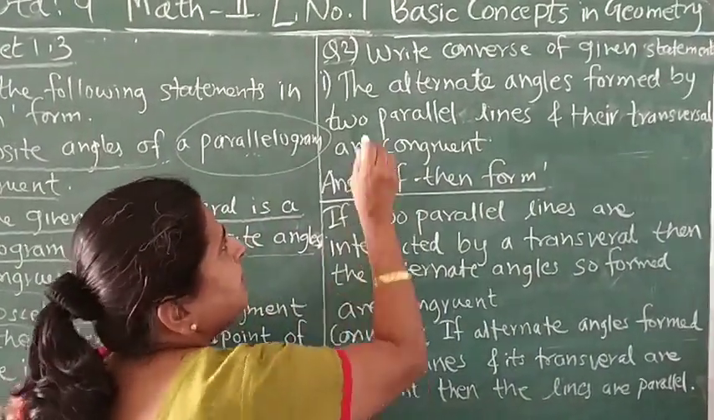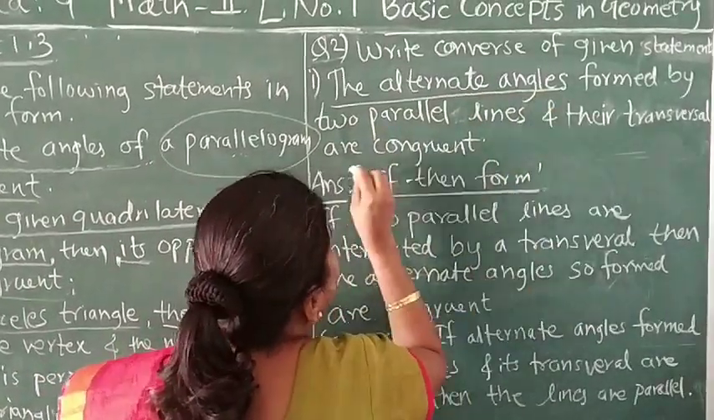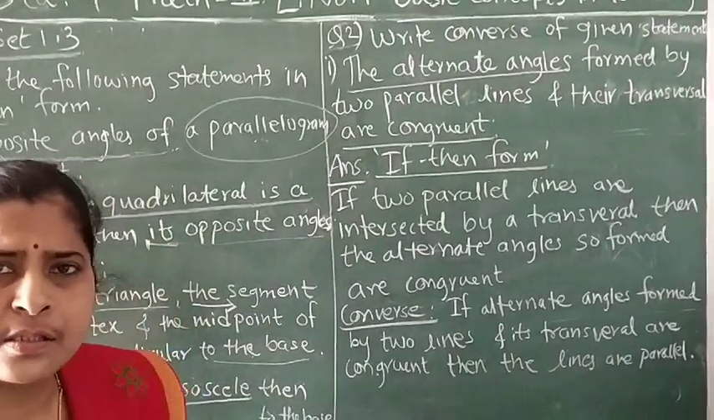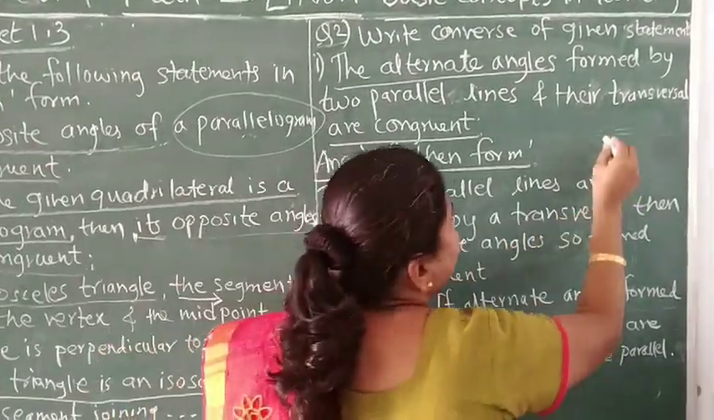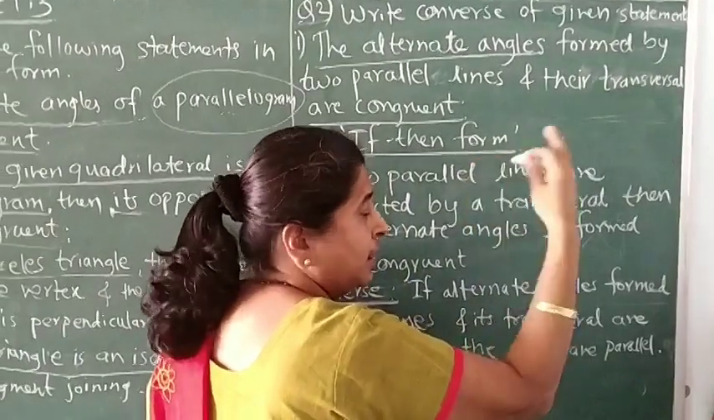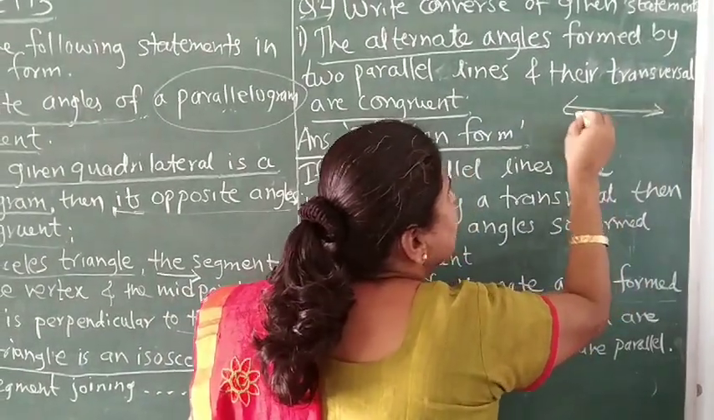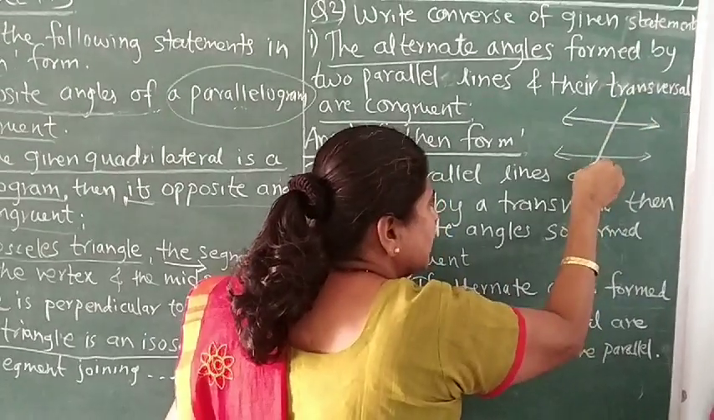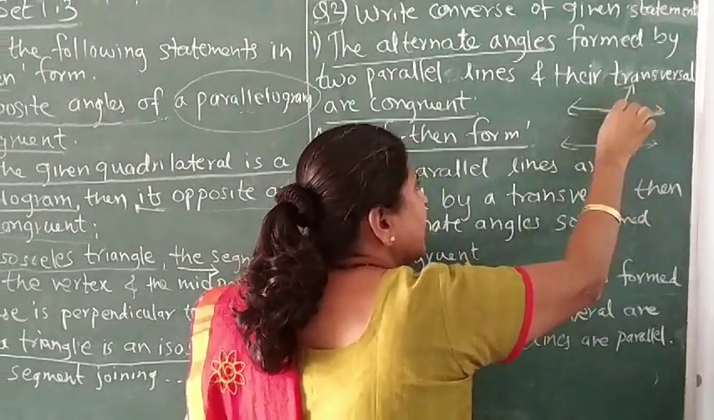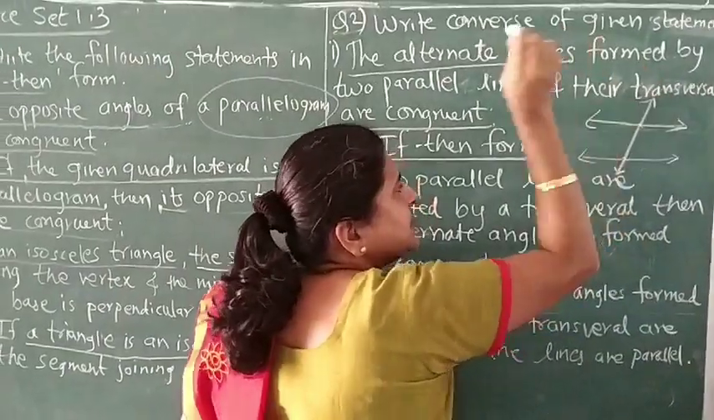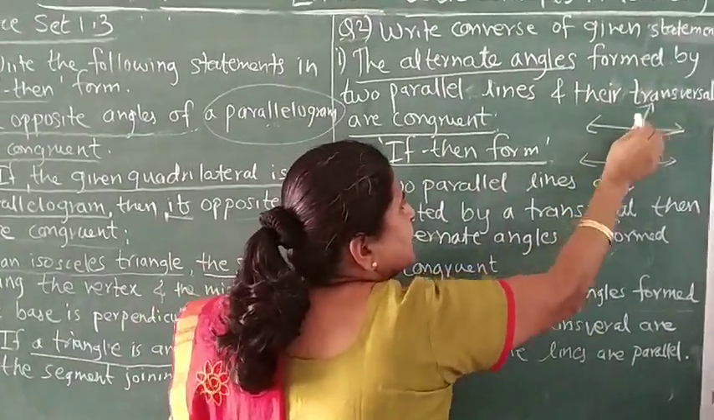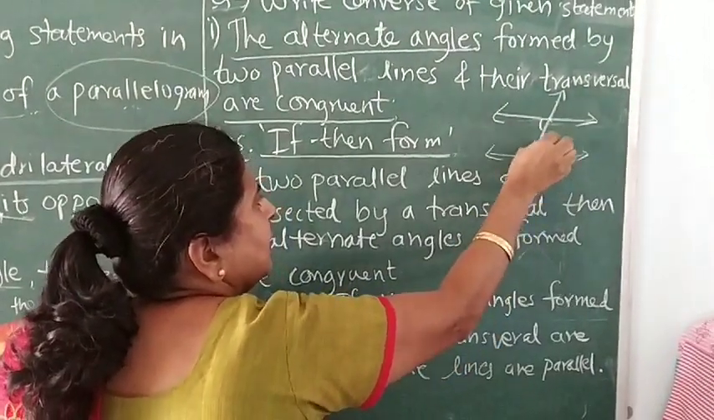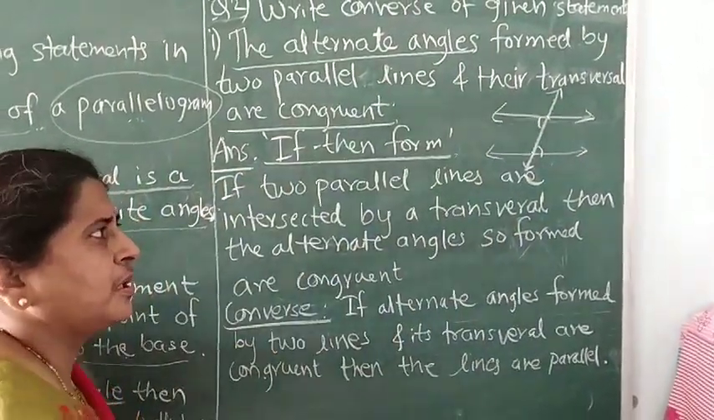So what is the main statement here? The alternate angles are congruent. When there are two lines, either parallel or not parallel, we have a transversal, meaning a third line intersecting the other two lines in two different points. If this transversal intersects two parallel lines, then the alternate angles are congruent. This is the situation given here.